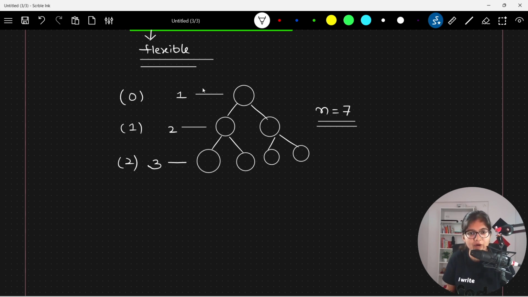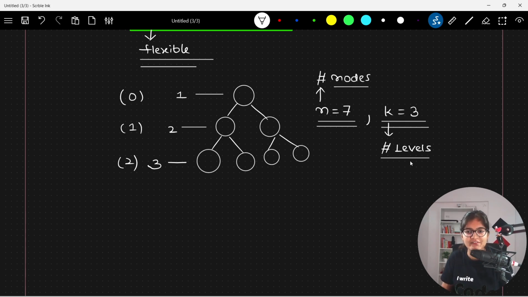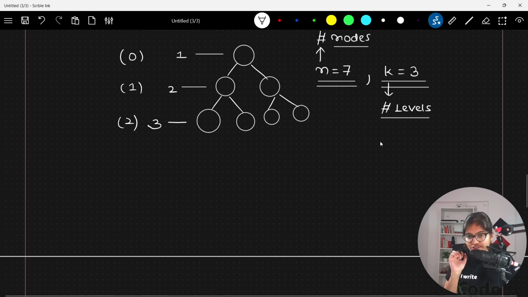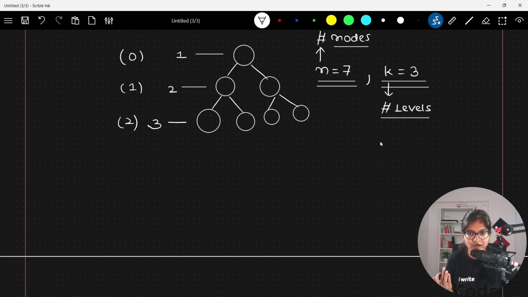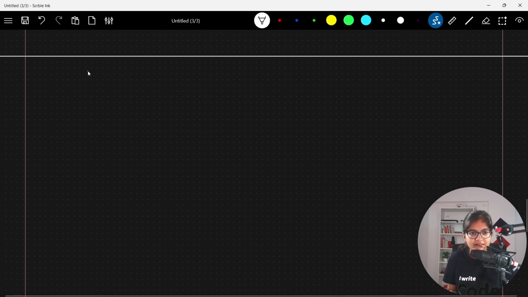But in total, how many levels do we have? 3. Suppose I am representing that value as k. So K indicates the number of levels in a tree, and N indicates the number of nodes in a tree. Okay, number of levels and the number of nodes. Now there are some important properties of a full binary tree or a complete binary tree. Let me write them on the next page.